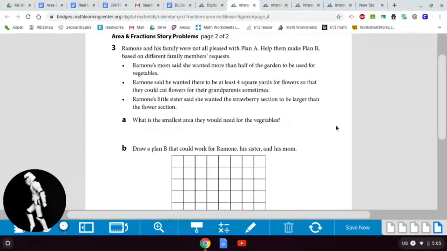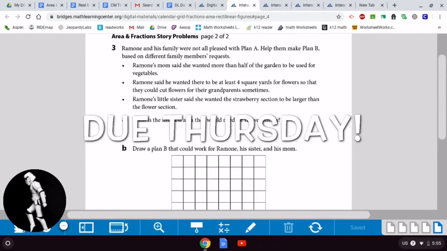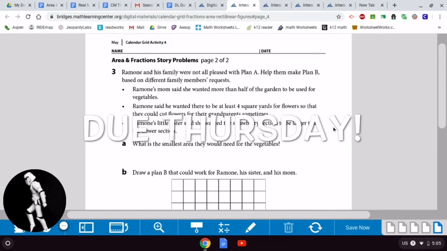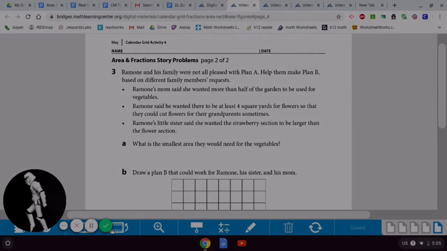All right? These 3 pages will all be due on Thursday. On Thursday, we're going to go through and correct, see how you did. If you have any questions, comments, or concerns, send me an email. You've got 3 pages to square off and get to me by Thursday, folks.